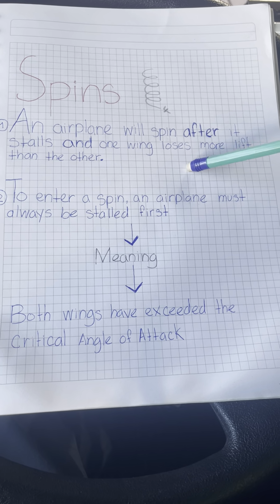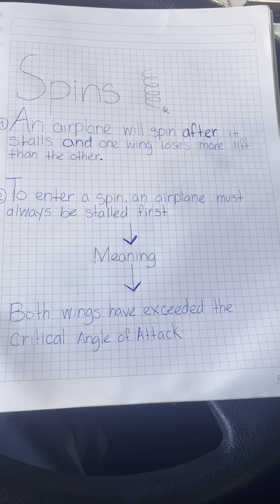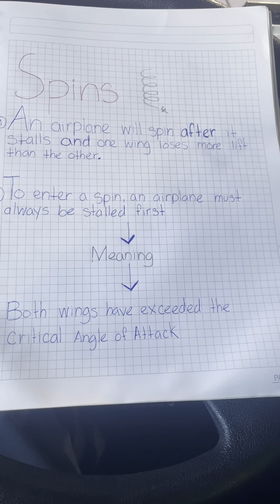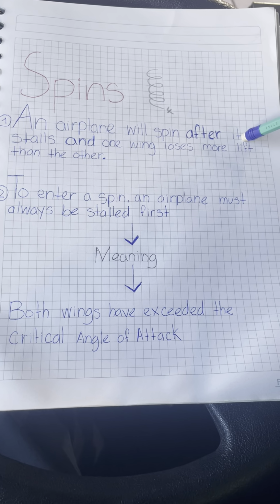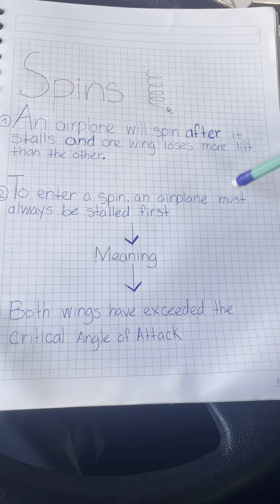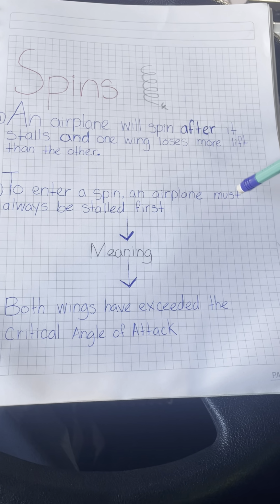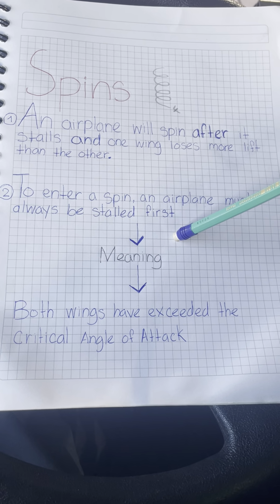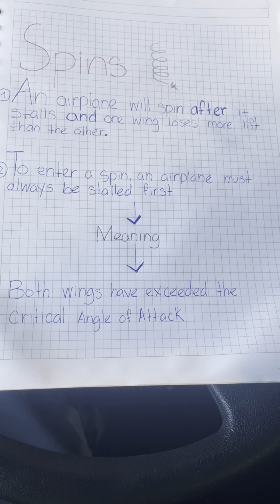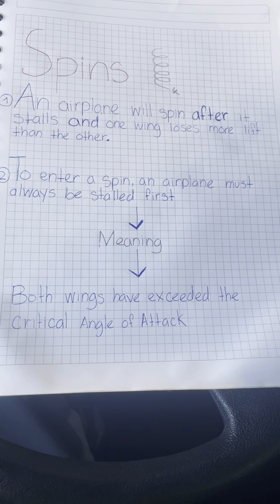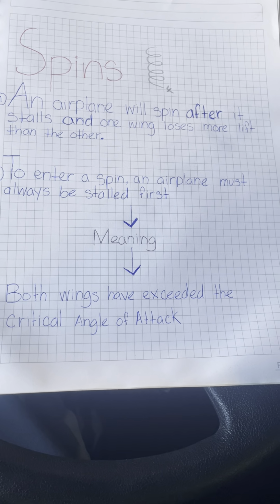Point number two says, to enter a spin, an airplane must always be stalled first. So this is a rule of thumb. To enter a spin, an airplane must always be stalled first, meaning both wings have exceeded the critical angle of attack. Both wings have exceeded the critical angle of attack.